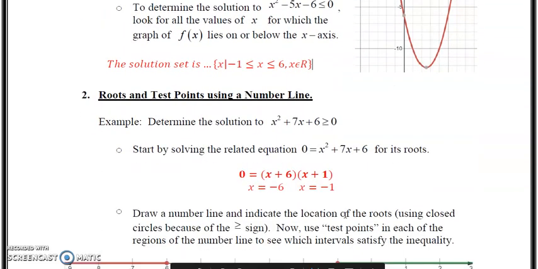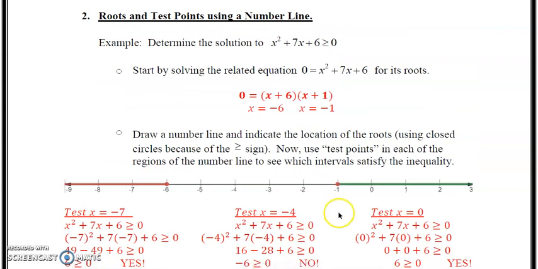Roots and test points using a number line. So this is another method. So we have the inequality x squared plus 7x plus 6 greater than or equal to 0. So start by solving the related equation. So we put 0 in for y. We solve and we get the two values, right? So this means that we plot a point here.